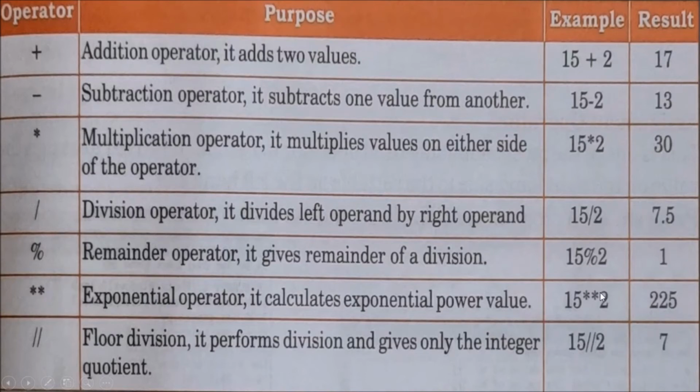See, the same example is here also when you are dividing 15 by 2. So this gives you 7.5. But in this case we have not used the division sign, we have used floor division. So in floor division only the quotient is given as the output.